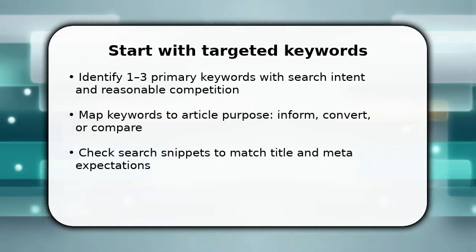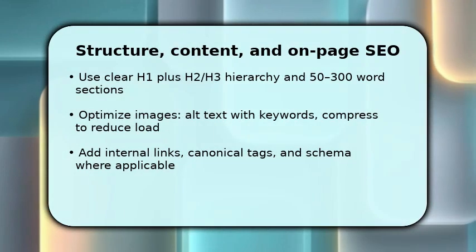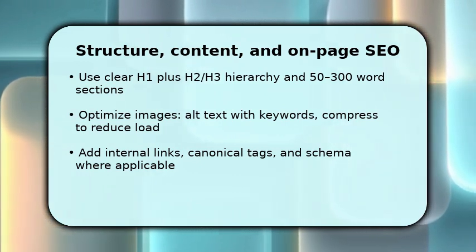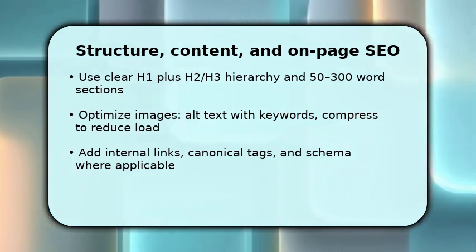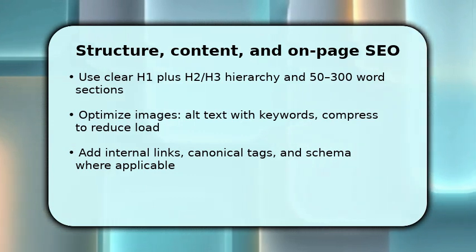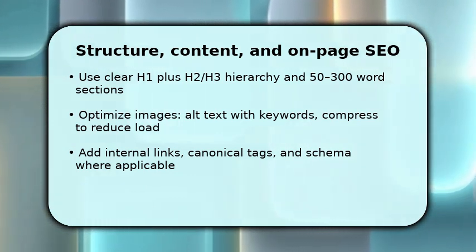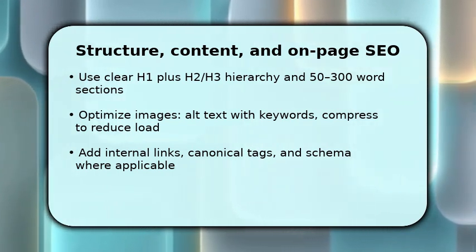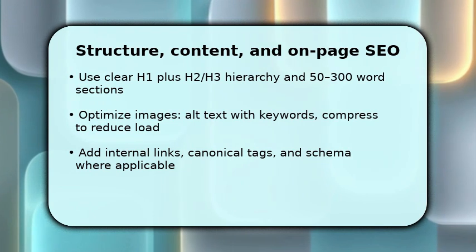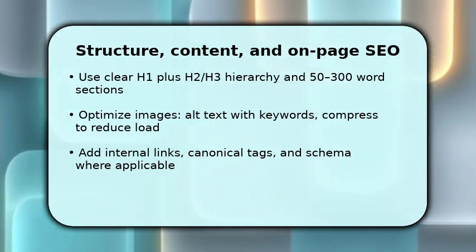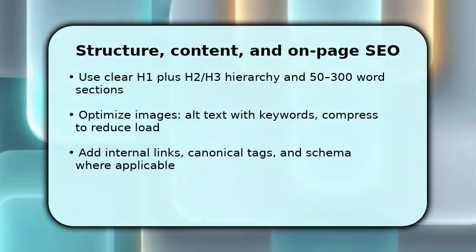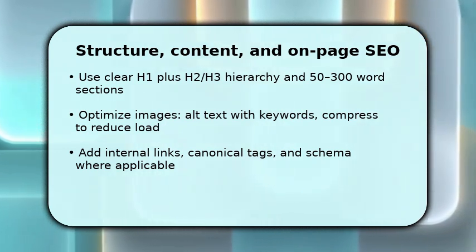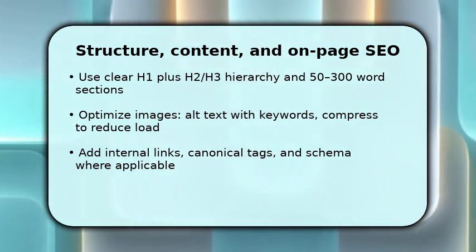Now you build the article body with both readers and crawlers in mind. Use a logical H1 then H2/H3 hierarchy so scanning is effortless. Shorter sections improve dwell time. Write useful, original paragraphs and include keyword variations naturally. This is how you avoid stuffing while signaling relevance. Also optimize media: descriptive alt text, compressed files, and captions. Once done, add internal links and basic schema markup to boost context and help.